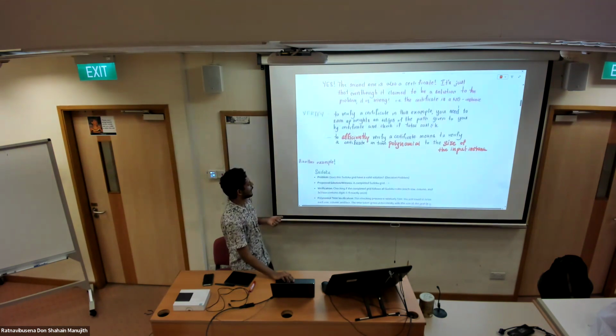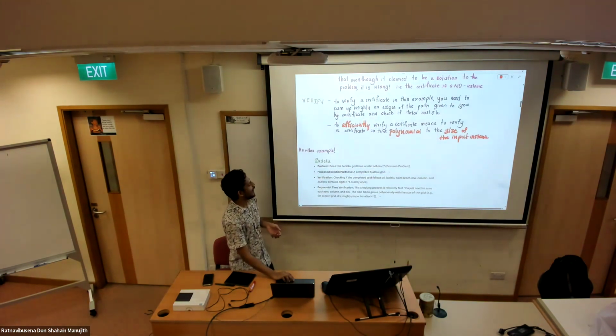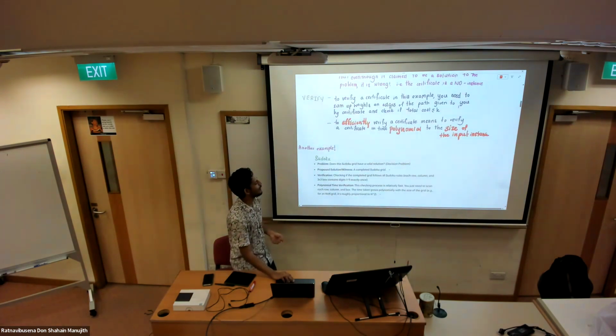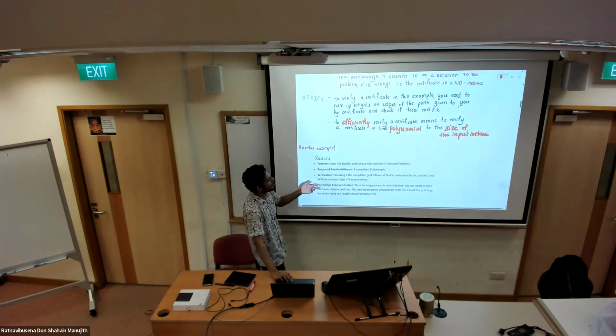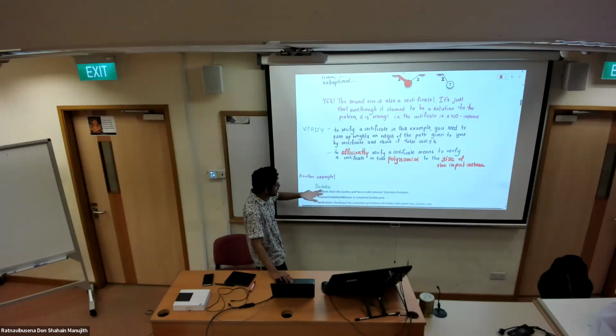Right. Good. Another example, Sudoku. Problem is, I got this from Gemini, but whatever. If you want, I mean, it helps you, I guess. So this is Sudoku. The problem is, does this Sudoku grid have a valid solution? That's the decision problem, right?